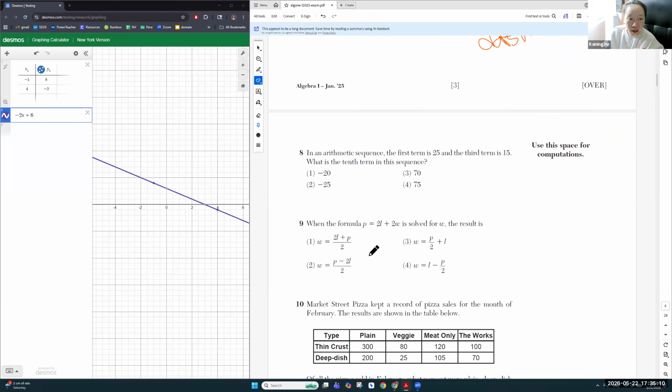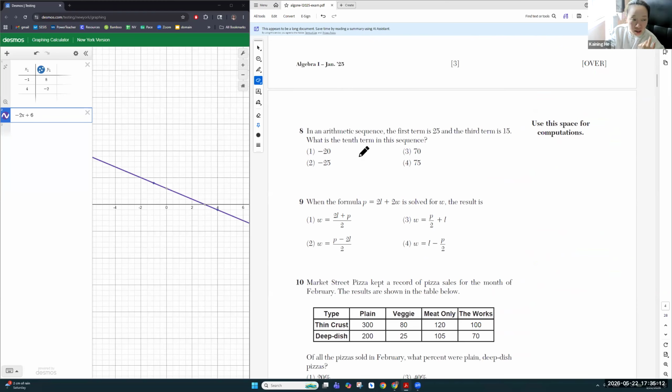Okay, number 8. An arithmetic sequence. Let's bring it back. We have just explained arithmetic sequence and geometric sequence. Arithmetic sequence means that you are adding some kind of number, so adding a number or subtracting a number over and over and over again. They said the first term is 25 and the third term is 15. What is the 10th term in the sequence? We're going to go ahead and find a difference.